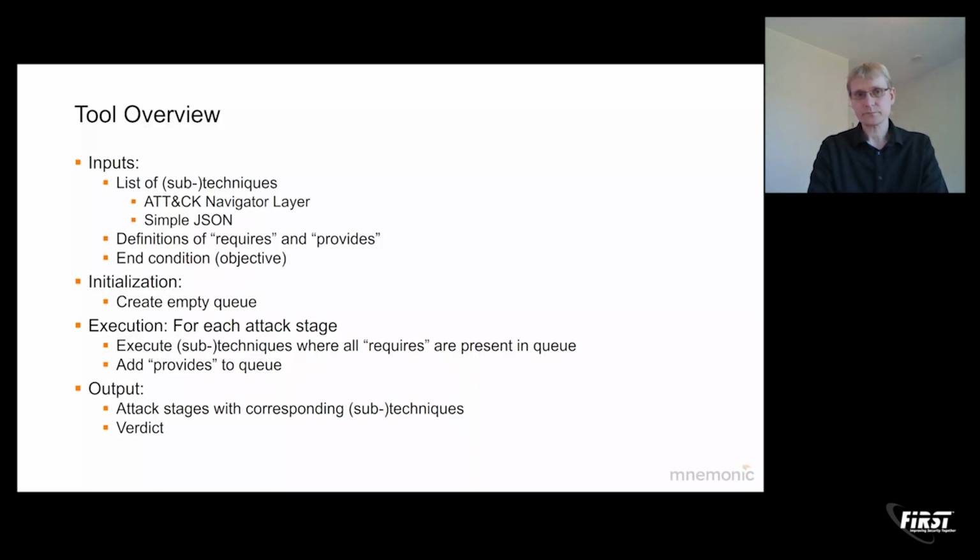The output. The main output is a table with the stages of the attack and the corresponding techniques and sub-techniques, but it can also display the tactics that those techniques belong to and the promises that were provided during that stage. And finally, it outputs a verdict. And that verdict is whether or not the end condition that was given as input was achieved, given the techniques that were available.